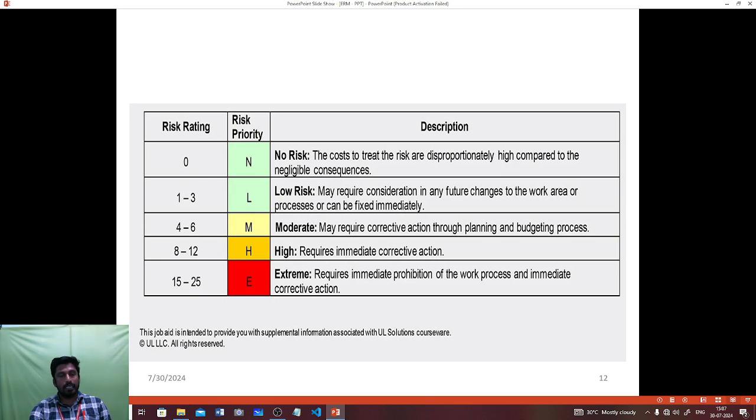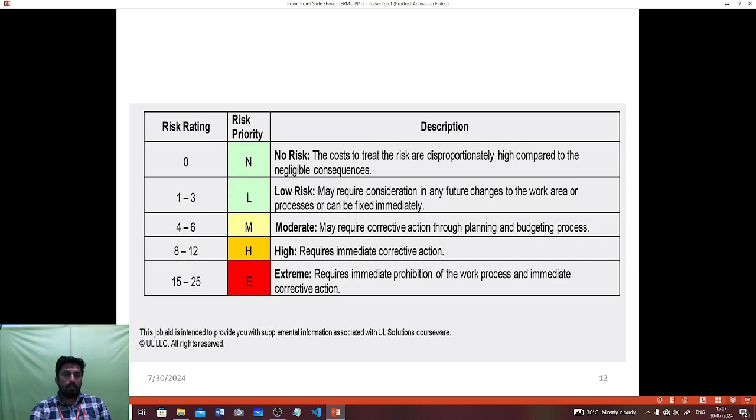It will be the green color, something notified by the color. Then 4 to 6 is moderate. It may need corrective actions through the planning and budgeting process to solve the risk. So it will be provided for the moderate, with grading points 4 to 6. Then 8 to 12 is high, which requires immediate corrective action. We need the corrective action within a particular time duration. So the action will be corrected or resolved.